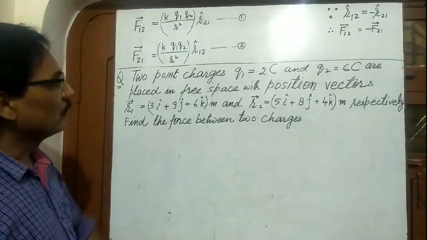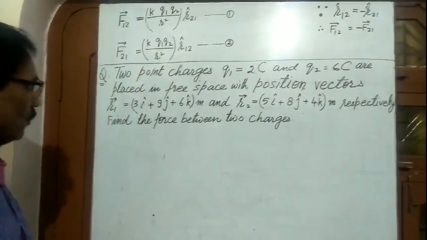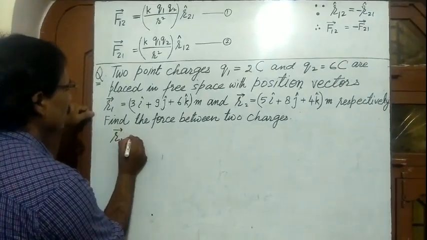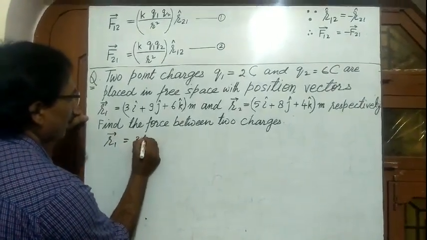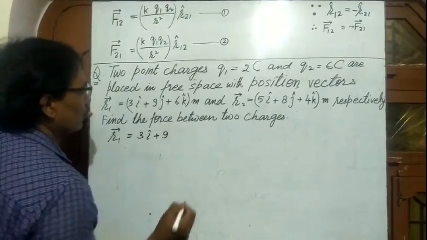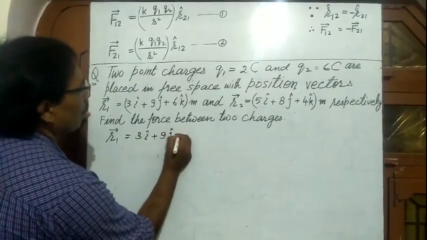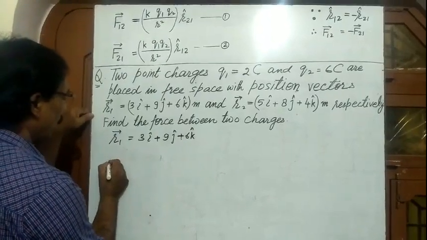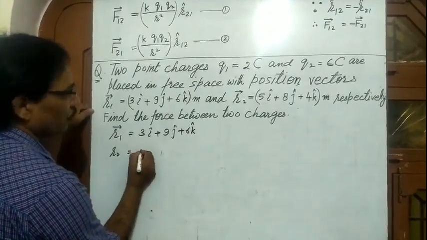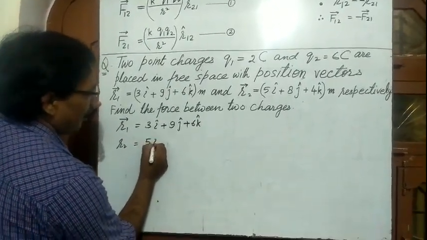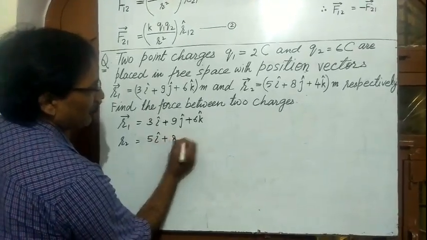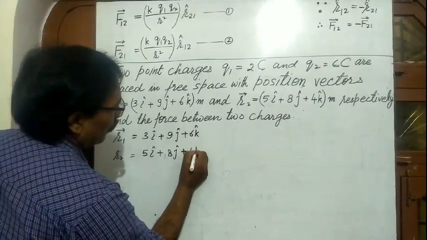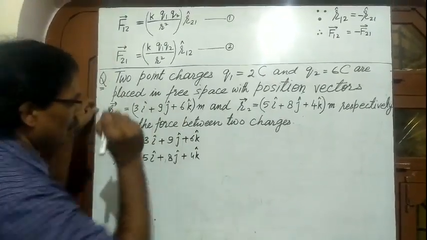Find the force between the two charges. Here, the position vector R1 is equal to how much? R1 is 3 i cap plus 9 j cap plus 6 k cap. And R2 is equal to how much? R2 is 5 i cap plus 8 j cap plus 4 k cap.